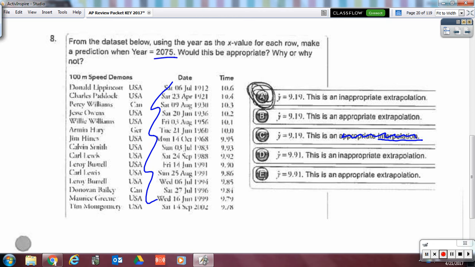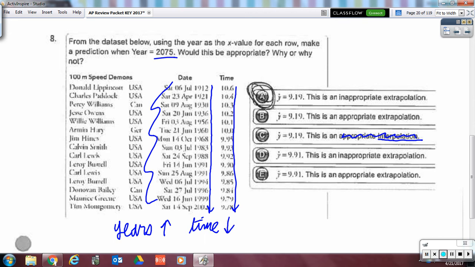But 2075 is not inside the data, because let's look at the years. What is the pattern that is happening on the years? The years are increasing. So as the years increase, what is happening to the time? The time is going down. So based on that, upon using extrapolation, is extrapolation a good thing or a bad thing? Bad. So it is inappropriate.